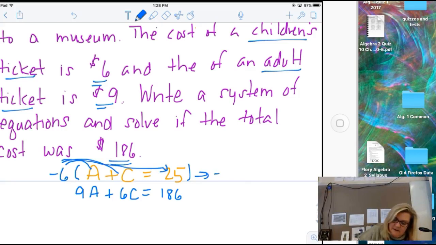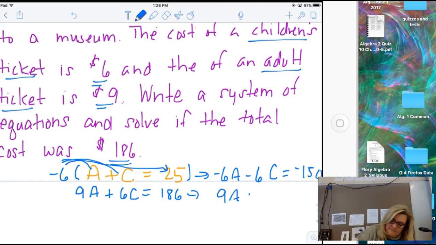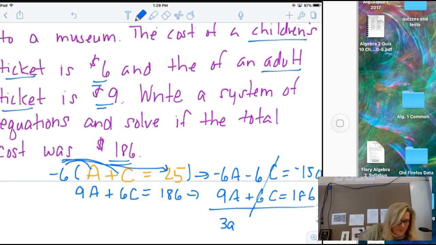And that's going to give me -6a minus 6c equals -150. Okay? And then we're going to just take the second and we're going to move it right on underneath here like this. We're going to put our equal sign and then we're going to add down. We're going to eliminate these. And we have -6a plus 9a is 3a. We have -150 plus 186 is 36.